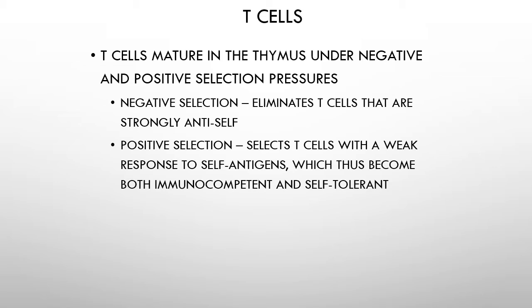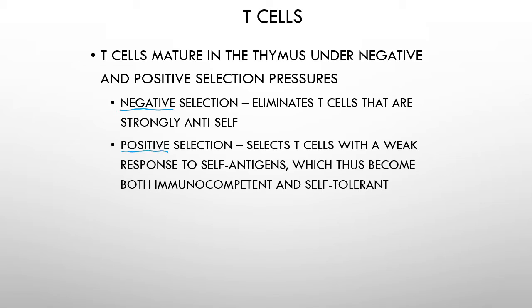One of our responses is the response by T cells. T cells themselves, we said before, mature in the thymus. When these T cells leave the bone marrow, they're not a mature cell yet. They don't have the ability to attack antigens quite yet. They're going to have to go through essentially a proofing process. This proofing process is going to give us either a negative selection or a positive selection.